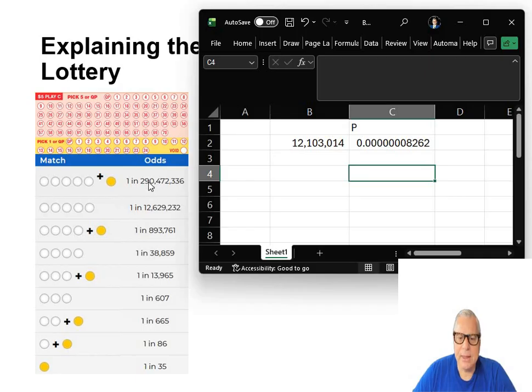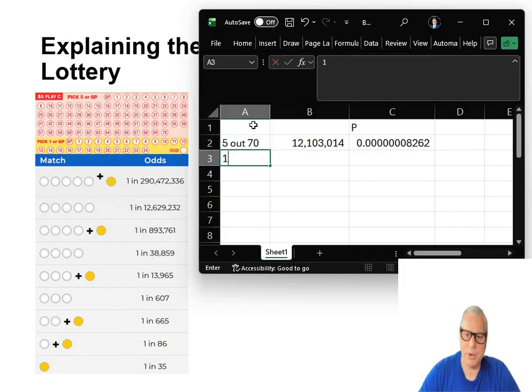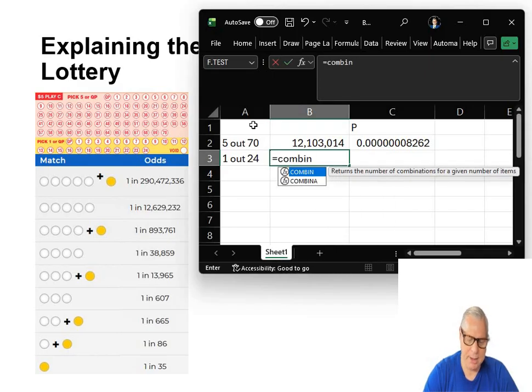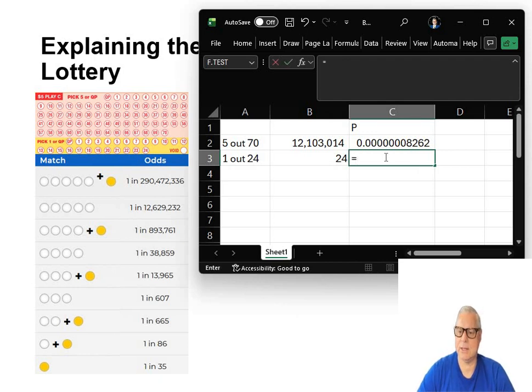But here we also need to get that mega ball right, which is 1 out of 24. So here this is basically 5 out of 70. And how many ways are there to get 1 out of 24? Well, there should be 24 ways. It could be the first or the second or the third or the fourth one, but technically it is combination from 24, choose 1. It's 24. And the probability is equal to 1 over 24.